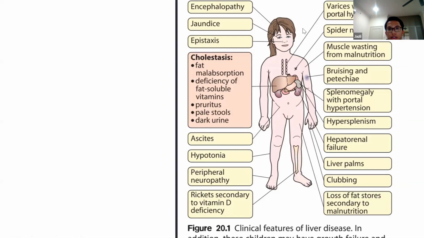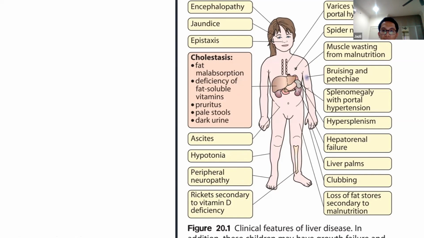You can see what the features of liver disease are. In liver disease, you can have things such as encephalopathy, jaundice, epistaxis, coagulopathy, ascites, hypotonia, peripheral neuropathy. Whereas this one is the complications of liver disease. You can have portal hypertension, spider nevi, muscle wasting from malnutrition, bruising, petechiae.